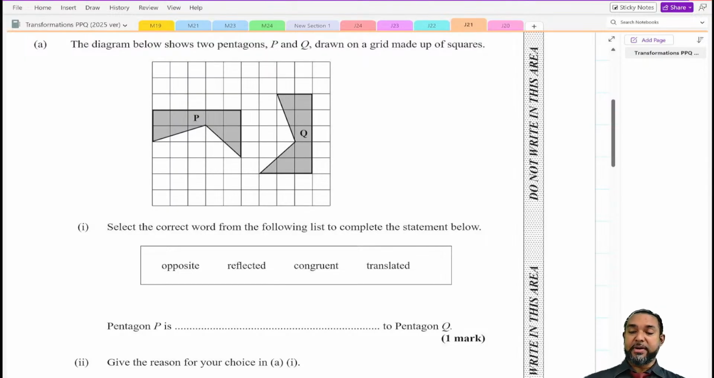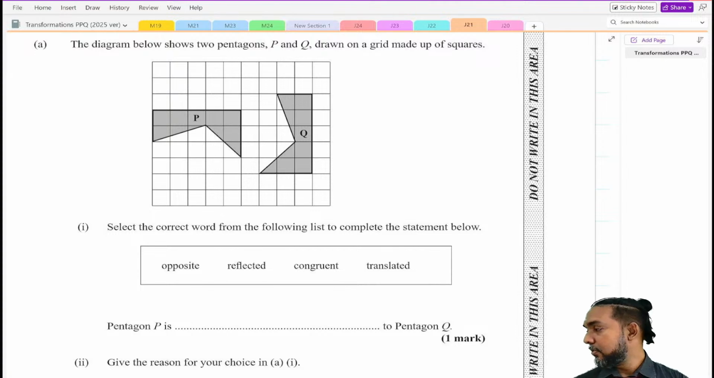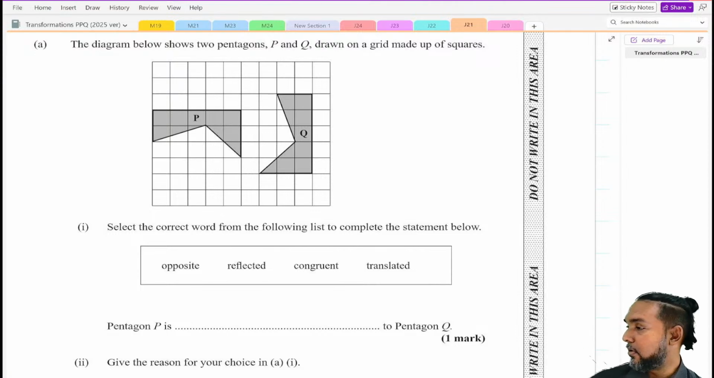The diagram below shows 2 pentagons, P and Q, drawn on a grid made up of squares. Select the correct word from the list to complete the sentence below. Pentagon P is a what of Q? And give the reason for your choice in part A. So what do you all think? Reflection, rotation, enlargement, or translation? A rotation, yeah? And give the reason for your choice.